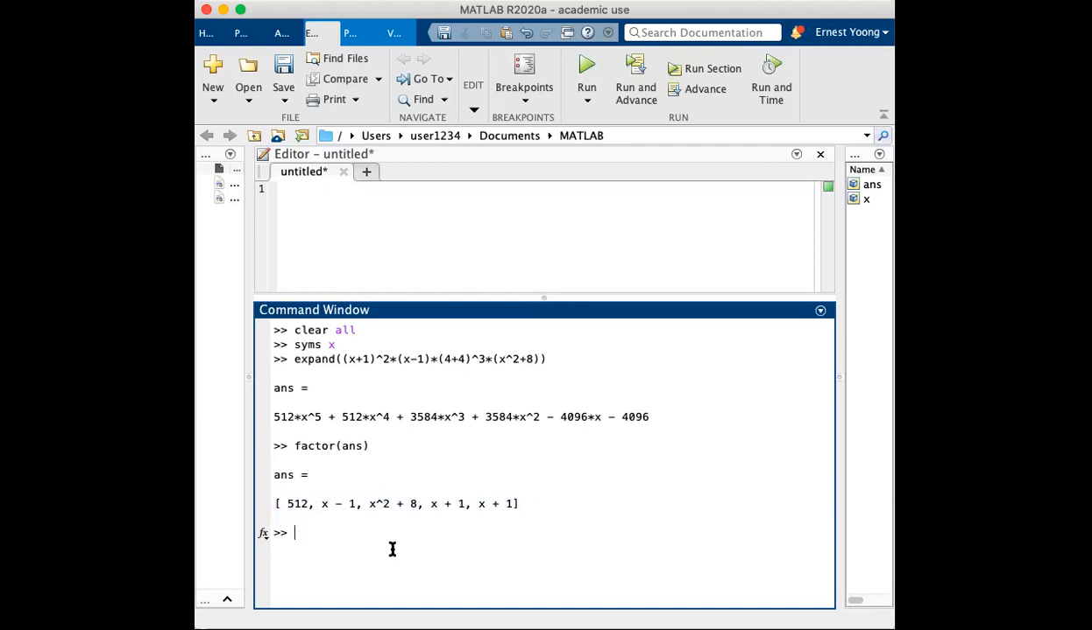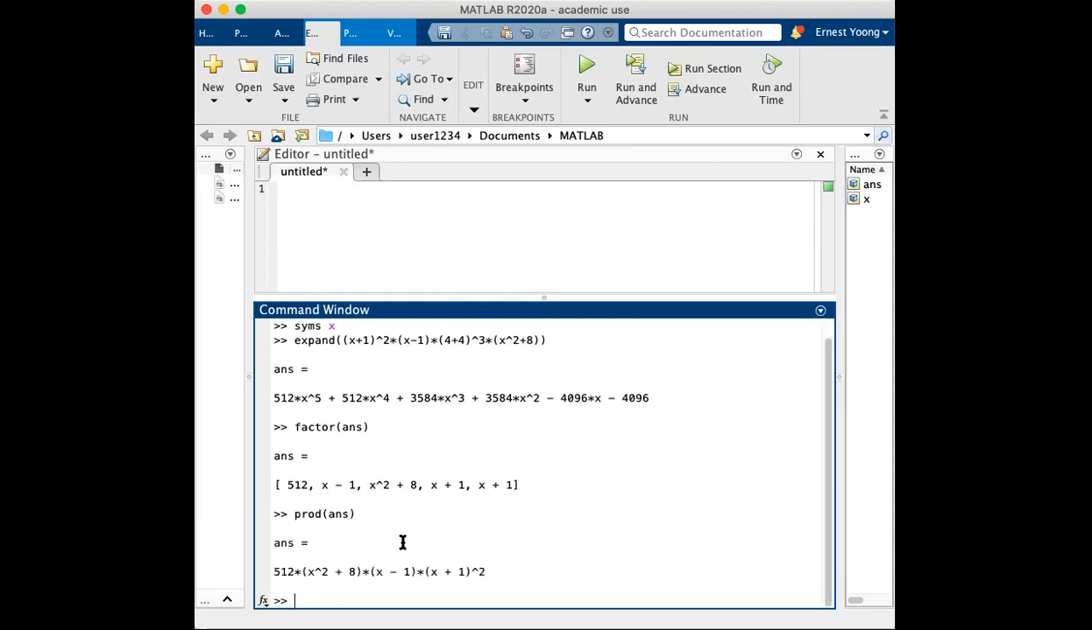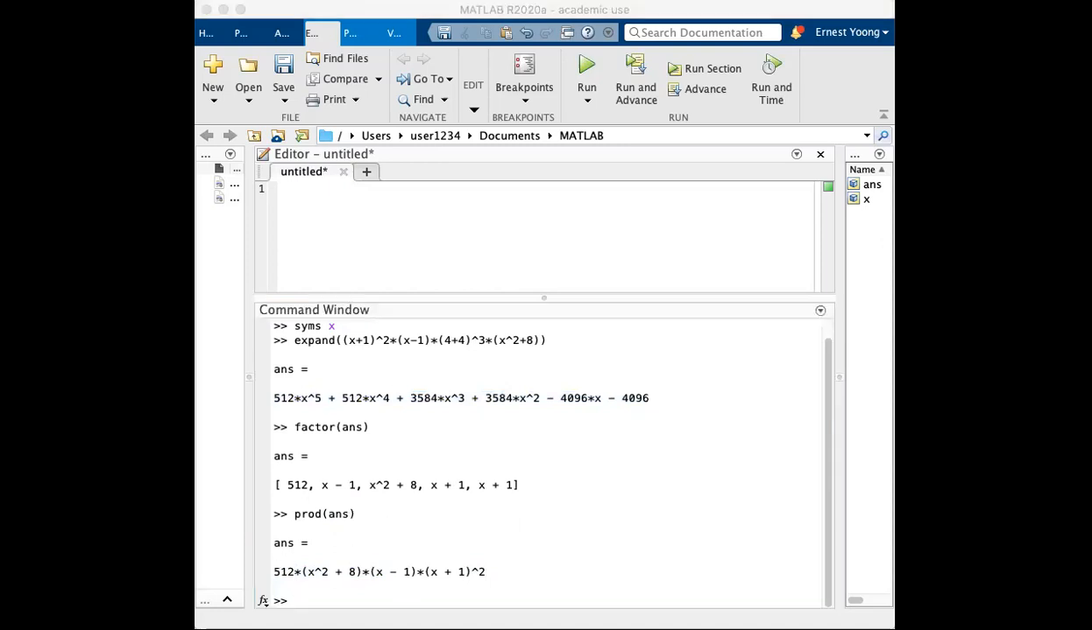If I want to make it nicer, I can use prod, meaning product of the answer, which multiplies all the factors out. So I can get back something like this, nice looking. When I expand this, I should get something back like this one.